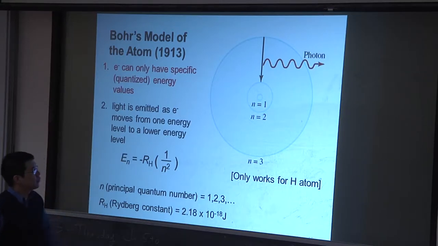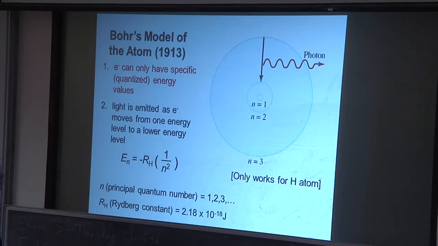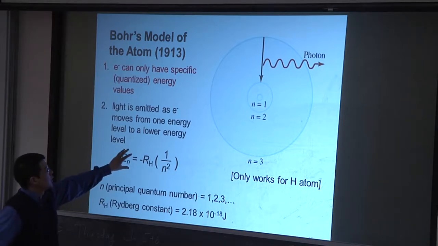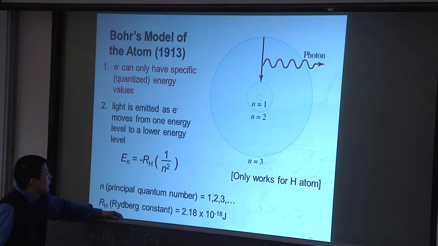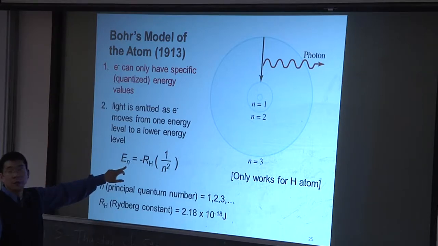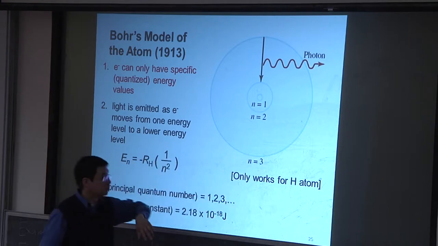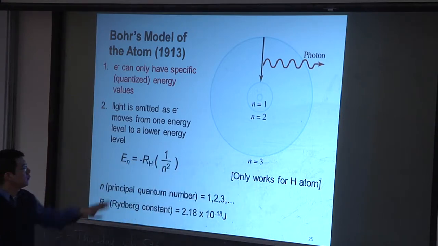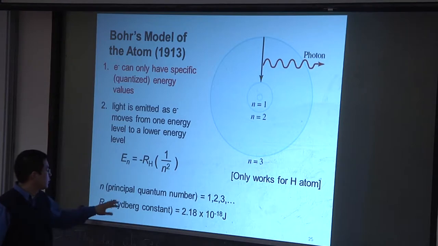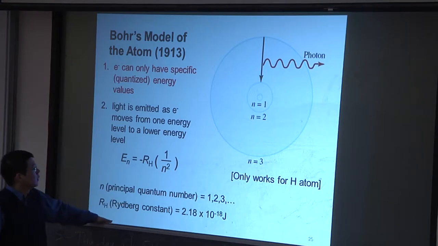And the energies of the electrons in the different energy levels are going to follow this equation here. So E sub N, so E is energy, N is which energy level, right? So N equals 1, N equals 2, N equals 3, and so on. So E sub N equals negative R_H, where R_H is a constant called the Rydberg constant, times 1 over N squared.